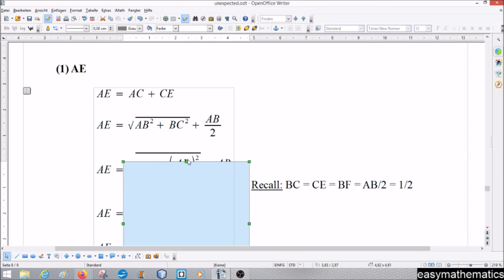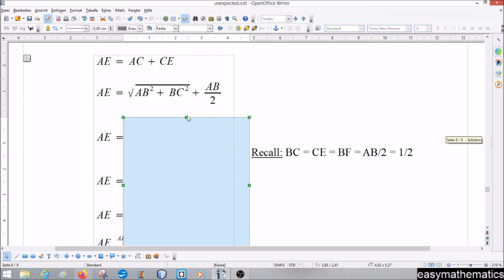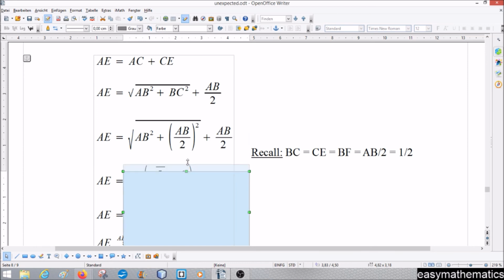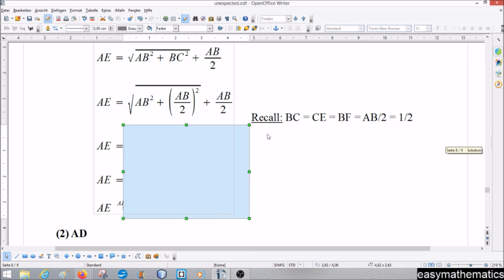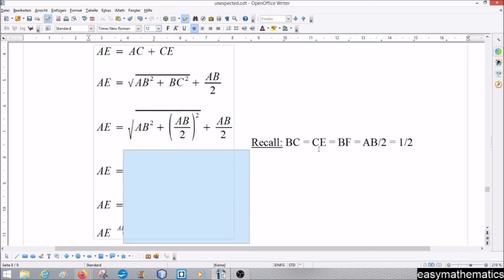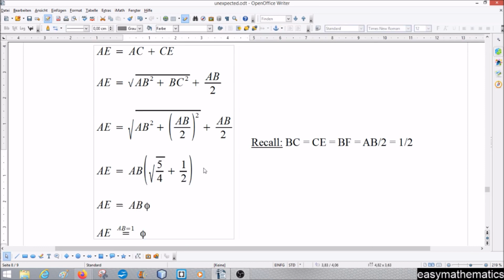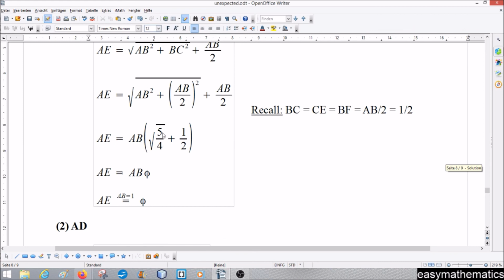We use the Pythagorean theorem. For AC, this is the square root of AB squared plus BC squared. CE is AB over 2, BC is AB over 2. And now we know BC is CE, BE is BF is AB over 2, this is 1/2. If we plug in all the values, we find AB times square root 5 over 4 plus 1/2, and if you simplify that, we get phi, and our setup was AB equals 1, so AE is phi.